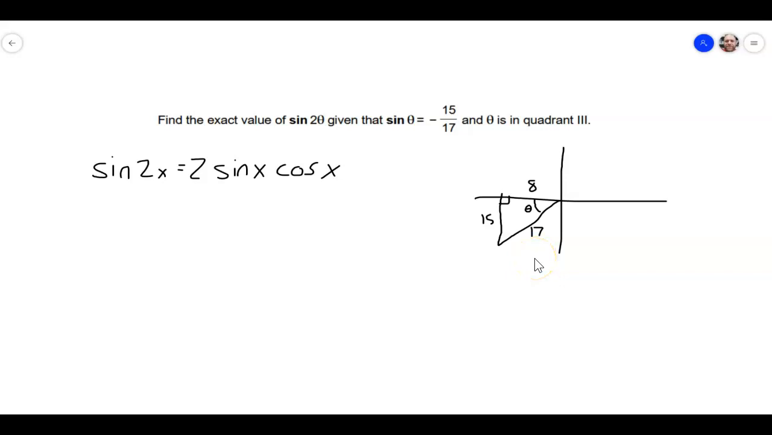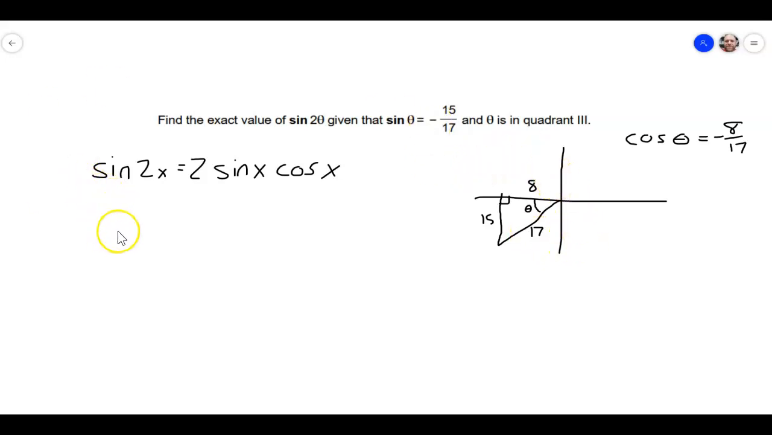So that means that the cosine of theta is equal to, and we know it's going to be negative because we are in the third quadrant, adjacent over hypotenuse, right? So that's going to be negative 8 over 17. Once again, we also could have used the Pythagorean identity, but I like to always set up triangles. And if you set up the triangle, you can easily get all 6 trig functions by doing that.